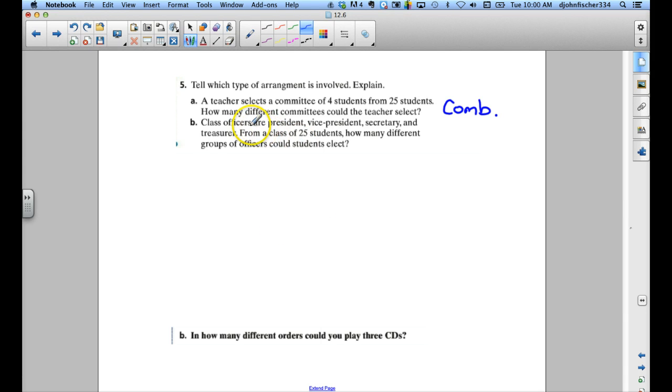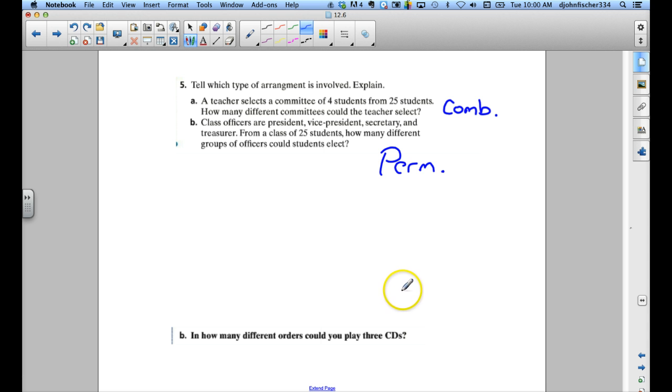Now on here, it says class officers are president, vice president, secretary, and treasurer. From a class of 25, how many different groups of officers could she select? This is a permutation, because it matters if you're selected president, vice president, secretary, or treasurer. If one person's president, and next time he's chosen vice president, that's a different order. Order matters in that one.